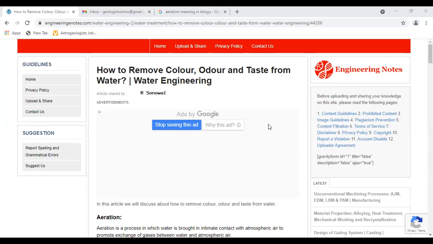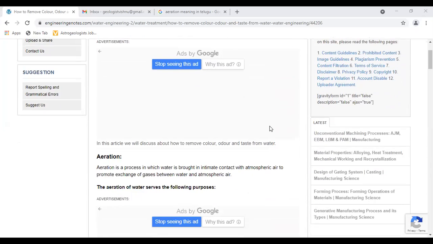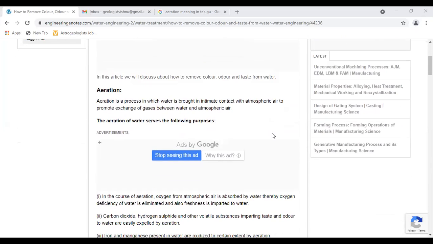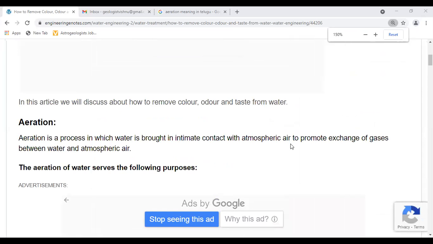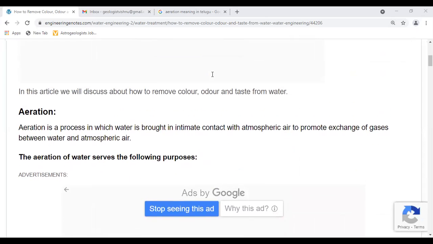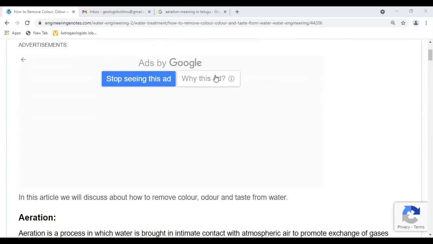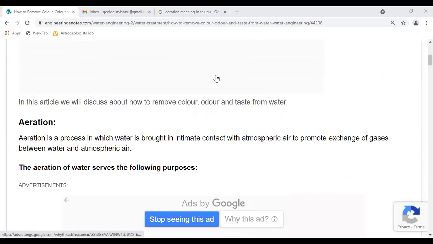Guys, this is the matter I got from different search engines. So, how to remove color, odor, and taste from water? Here, guys, in this article we will discuss how to remove color, odor, and taste from the water.